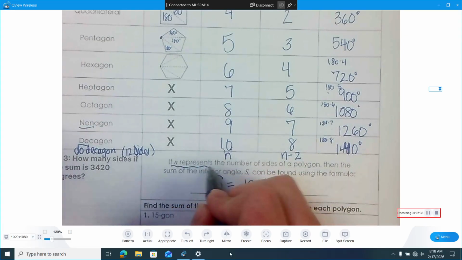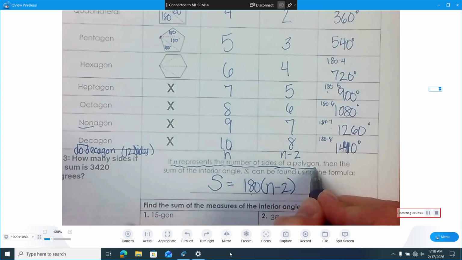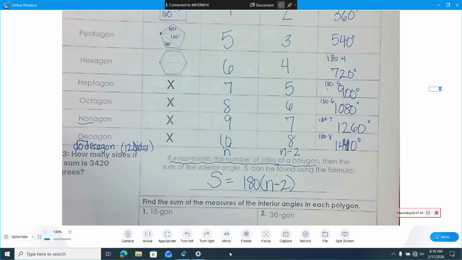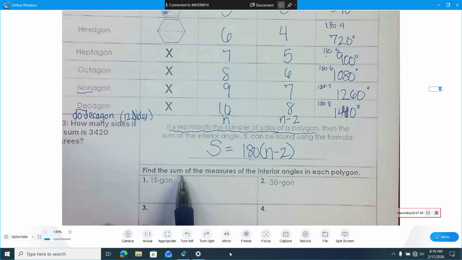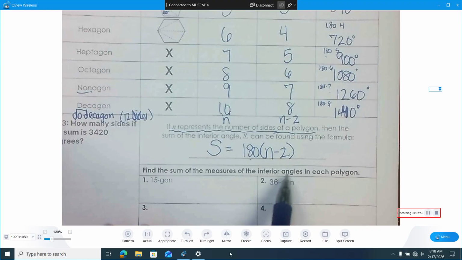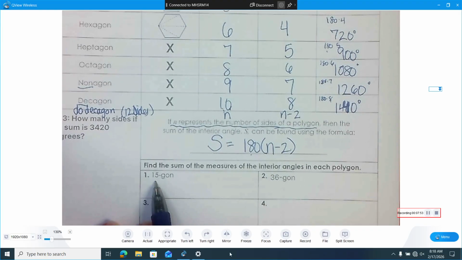Where n is the number of sides of a polygon. So this is the formula we can use to find the number of degrees in any polygon we want. So find the sum of the measures of the interior angles of a 15-gon. A 15-gon. We don't have a special name for that. We just call it a 15-gon.